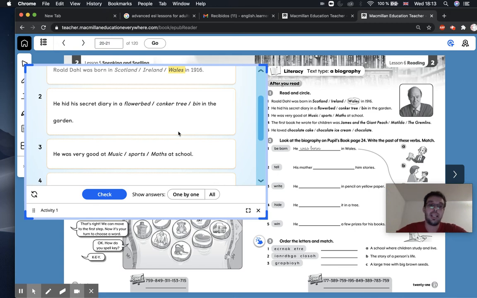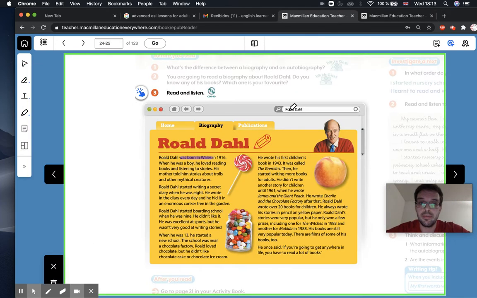Let's have a look at number 2. It says, he hid his secret diary in a flower bed, a conker tree, or a bin in the garden. Which is the correct answer? Let's look at the text. It says here, Roald Dahl started writing a secret diary when he was 8. He wrote in the diary every day, and he hid it in an enormous conker tree in the garden. All right, there's our answer.